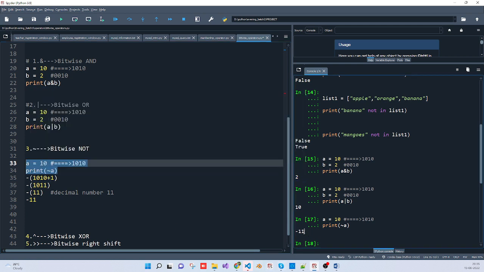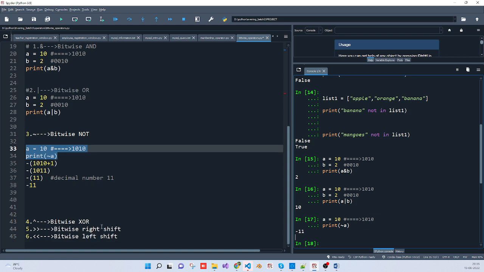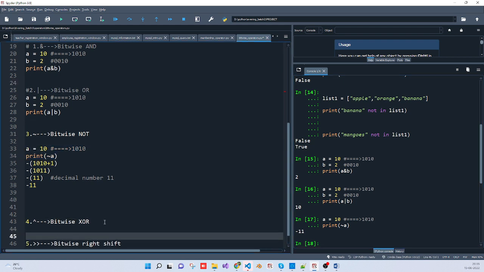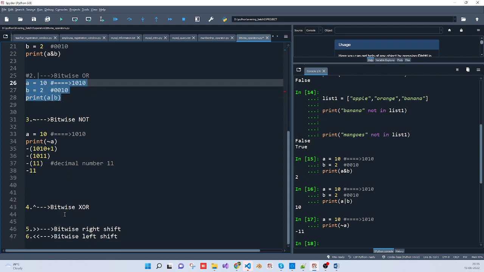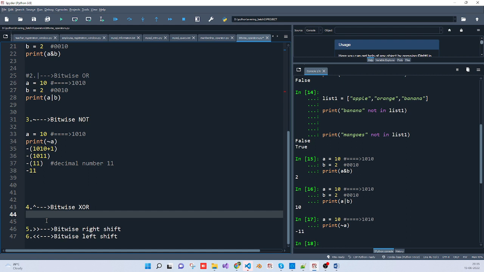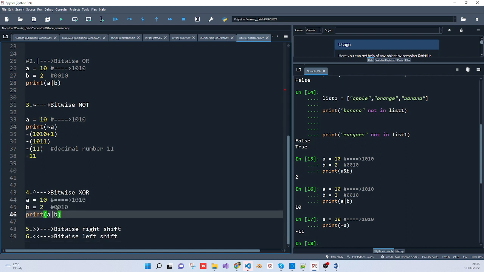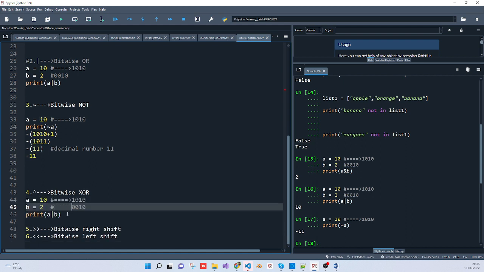Got it, guys? This minus 11 is about bitwise not. Okay, bitwise not. Now if we are going for bitwise XOR, I'm taking this example only. You have seen truth tables, right? So what happens here with XOR?